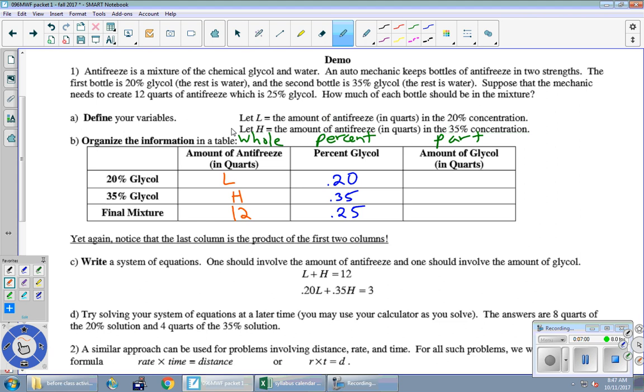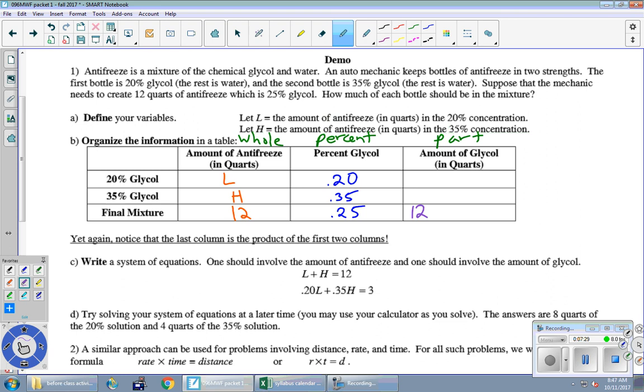Okay, let's come over here. We're going to start in the bottom right. I want to know how much glycol is in each of these different rows. This is the part. Let's look in the bottom row. I've got 12 quarts of antifreeze. That's the whole. 25% of that stuff is glycol. So how many quarts of glycol do I have? It's 3. It's 25% of 12. Yes? It's a quarter of 12.